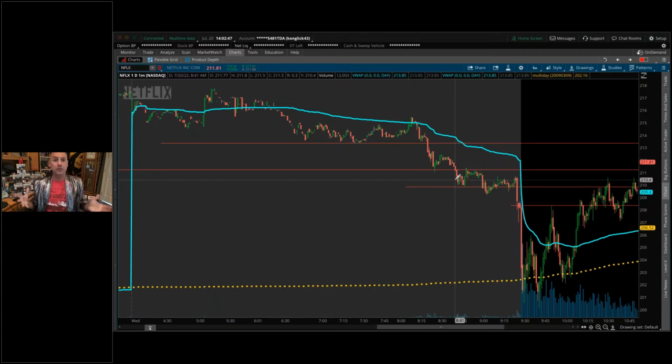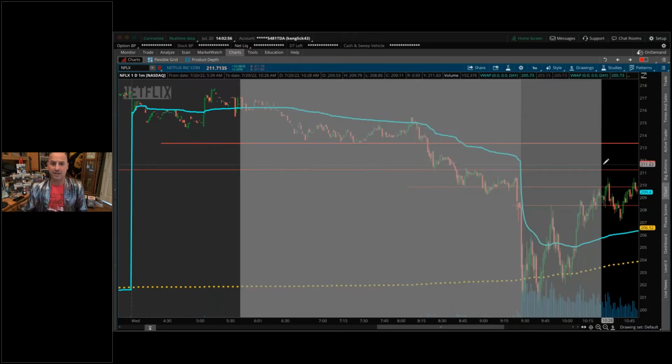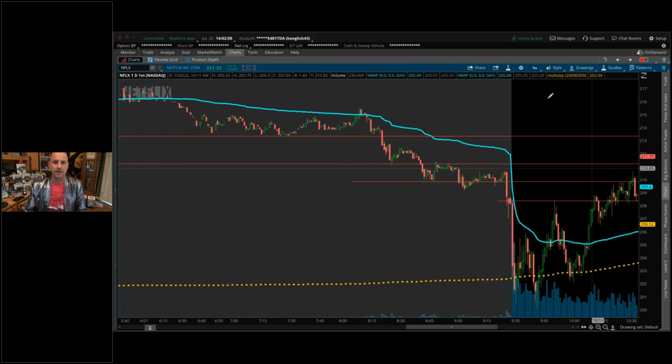So what we do, right, is we short the stock. And what's so special about this trade is that the risk is clearly defined. Now, what I want you to ask yourself is, Kenny, what's that orange line down there? Great question. Voice in my head. That's the prior day VWAP.